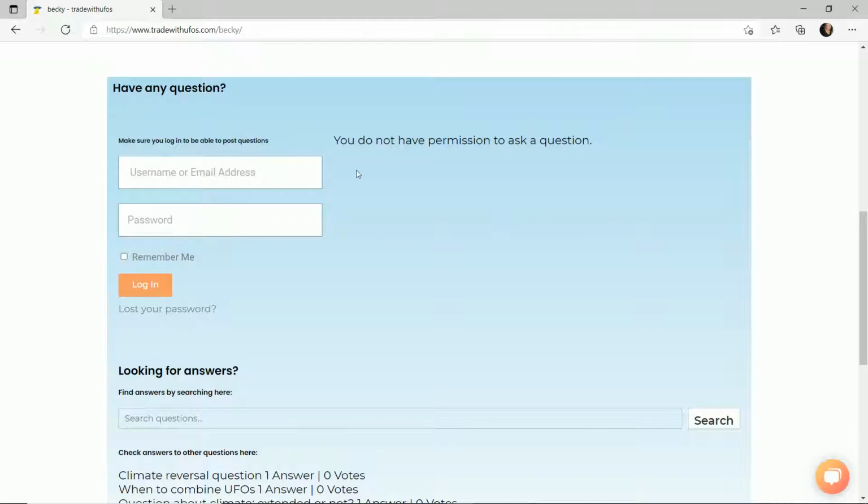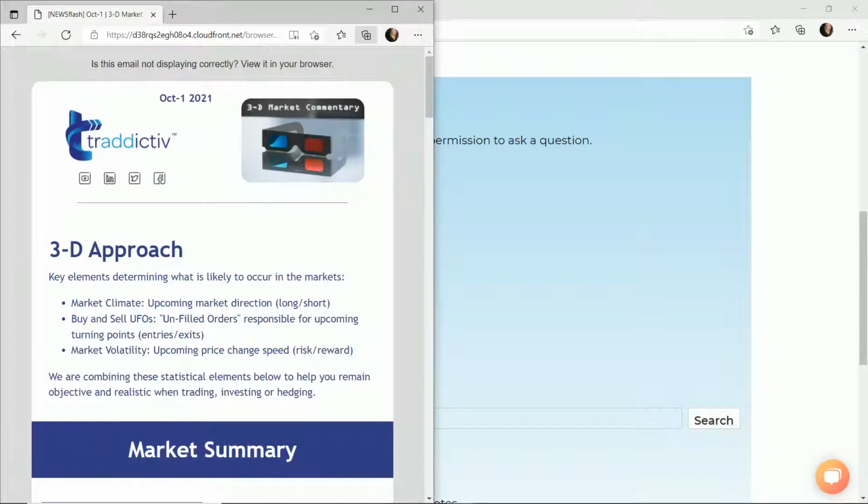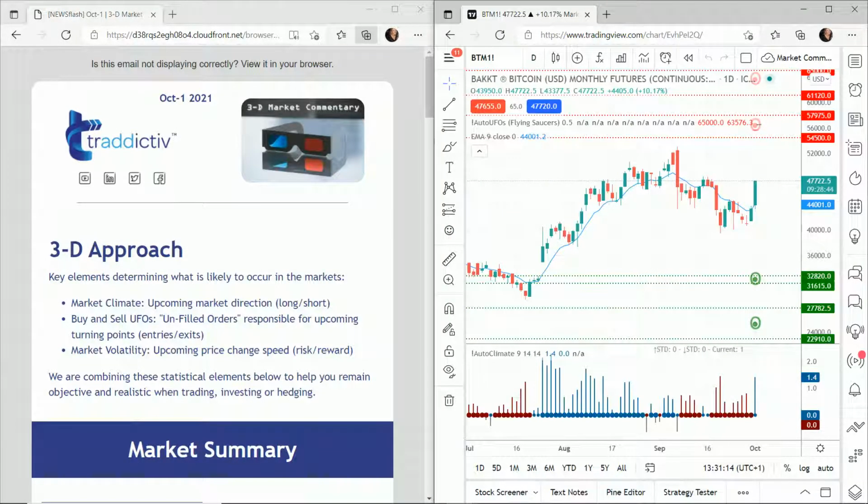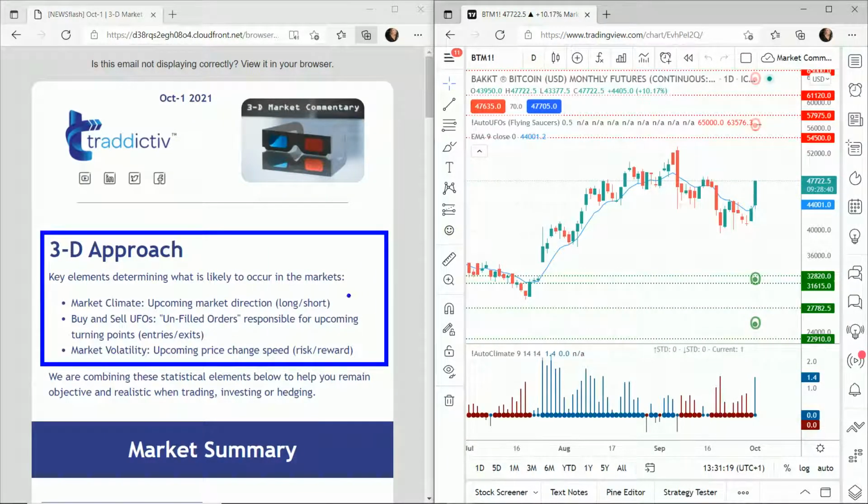So let's just make sure that we come back to our 3D market commentary. We've got our news flash on the left. That's the email that we send out. And on the right is obviously the markets that it refers to. We call it a 3D approach because, like I said, we look at 3 different things.